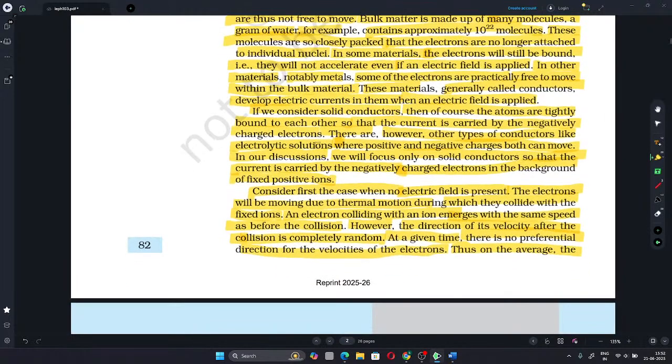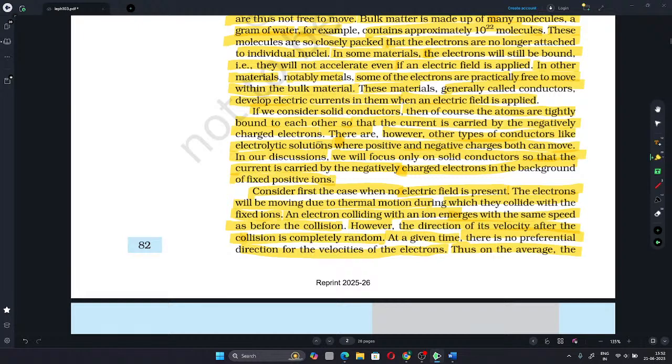If we consider a solid conductor, then of course the atoms are tightly bound to each other so that the current is carried by the negatively charged electron. There are however other types of conductor like electrolytic solution where positive and negative charges can both move and contribute to electric current. In our discussions, we will solely focus on solid conductors so that current is carried by the negatively charged electrons in the background of a fixed positive ions.